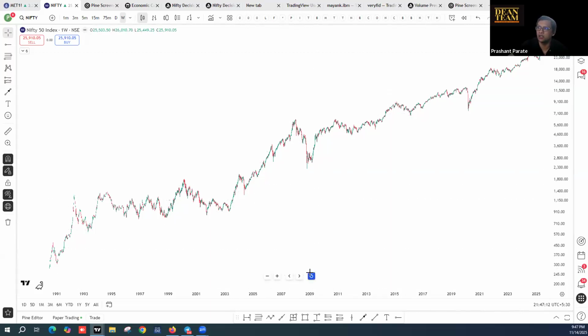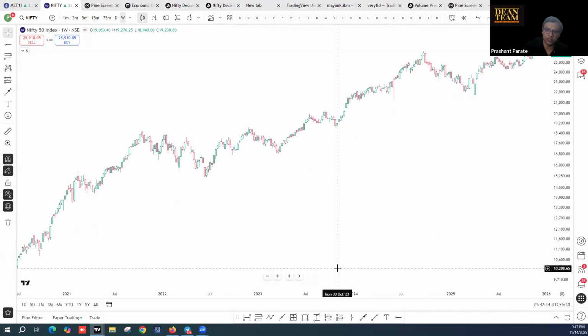So always use a log scale, especially investors who are checking weekly chart or higher time frame charts and checking data of many months or many years. Then this is the thing.